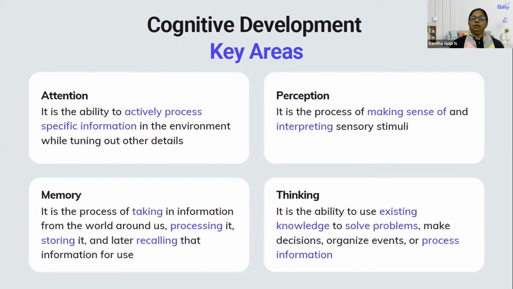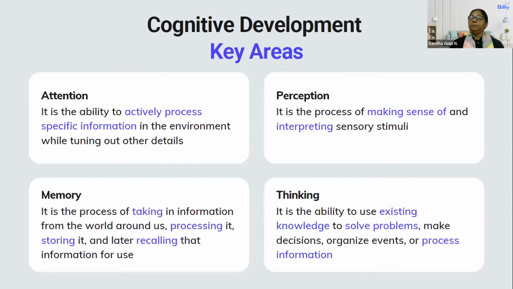Memory is again, after you attend and you perceive information, with more experiences, practice, and repetition of similar kinds of stimuli, it gets stored in the brain. So it gets stored for either immediate use, use after a short term, or use in the long term. So that is what memory is. Memory is basically a storage mechanism of all that you've assimilated through your attention and your perceptual process.